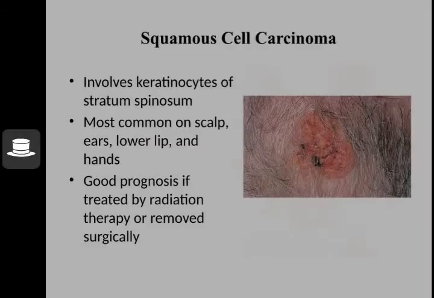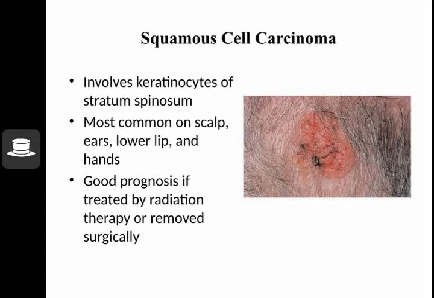Squamous cell carcinoma comes from the stratum spinosum, just up from the stratum basale. This is most common on the scalp, ears, lower lip, and hands, which are all places that have excessive exposure to sunlight. If it's caught quickly and treated with radiation or removed surgically, the prognosis is really good. This doesn't really tend to metastasize very much. These are also known as rat bite lesions because they faintly resemble the size and markings of the bite of a rat.